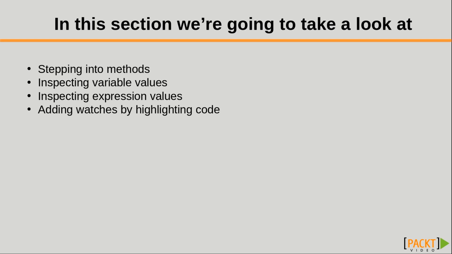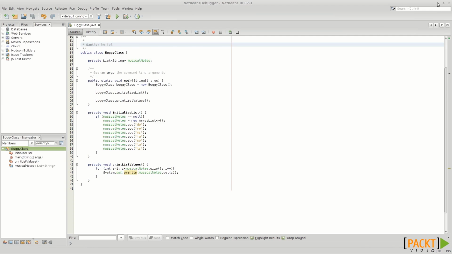We'll also be talking about inspecting variable values and expression values. There's a few ways we can inspect values of different expressions in the code when debugging, so we'll look at a few of them. Okay, so here we have our buggy class from the last lesson.